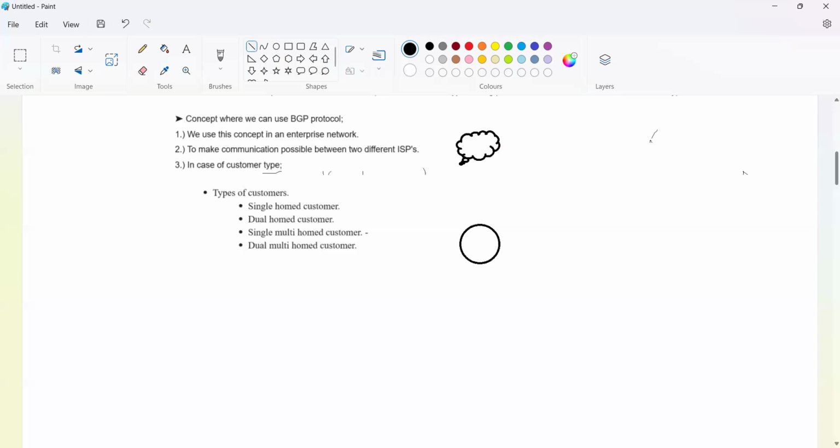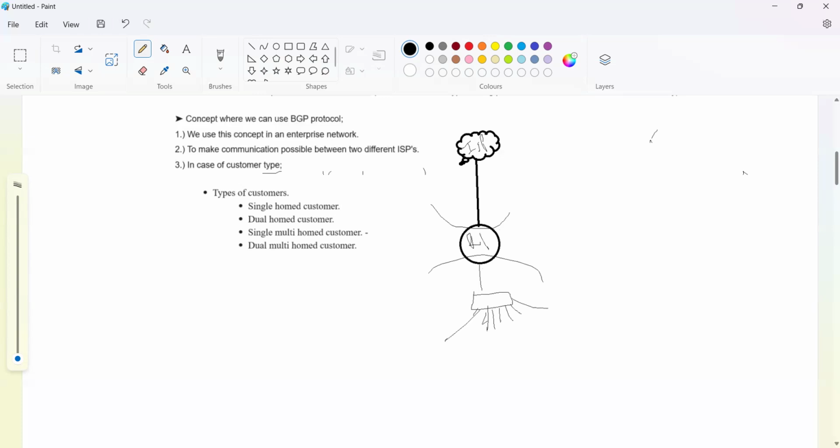They are connected likewise, and we have a LAN here. This is a LAN and this is a WAN connectivity. So we have multiple prefixes here. It's a single homed customer directly connected to the ISP. In this case, BGP is not required. If we want, we can enable it, but it is a waste of resources. If we have multiple prefixes, lakhs of prefixes, at that time you can enable it.